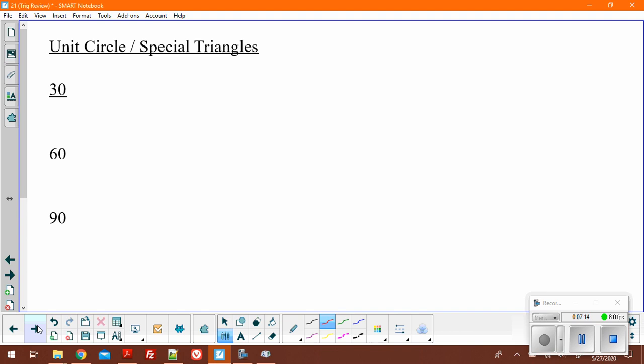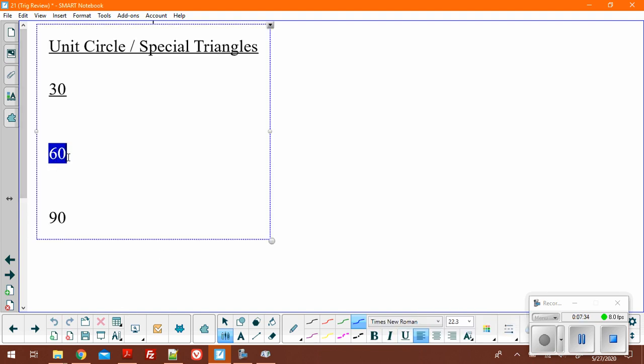Okay, third thing we're going to talk about is the unit circle and special triangles. If you don't have one in your binder, say from advanced functions from before, they're pretty easy to find online. Either of these two things. Just some of the ones that you're hopefully familiar with by now are for 30, 45, and 60 degrees.